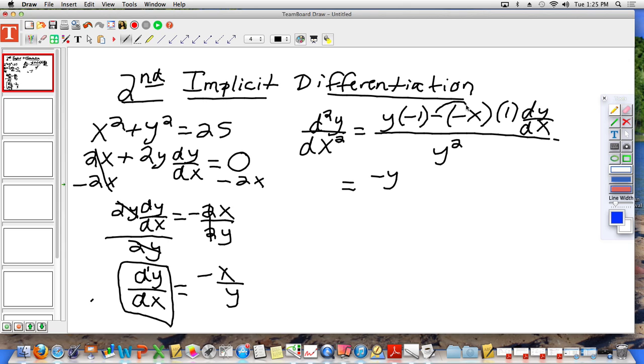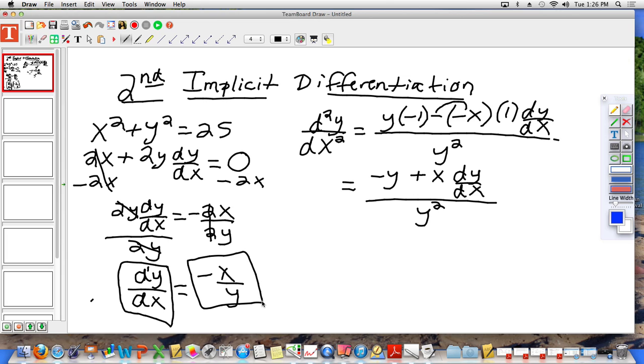We have to distribute that negative into the x, so we're going to have plus x times 1, stays the same, dy dx. Now this is ugly, and this is really ugly because we have a dy dx, something very awkward right in the middle of an already complicated rule. So what we're going to do is not forget what we started with. dy dx is actually negative x over y. So we're going to plug that negative x over y in for dy dx in what we have right now.